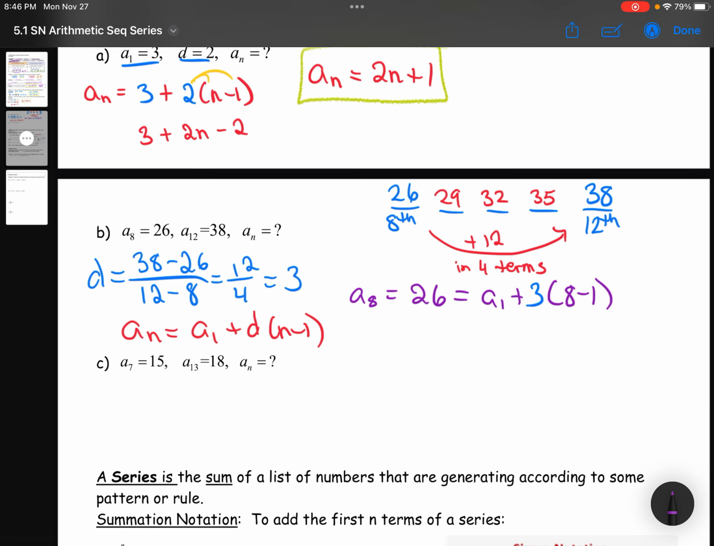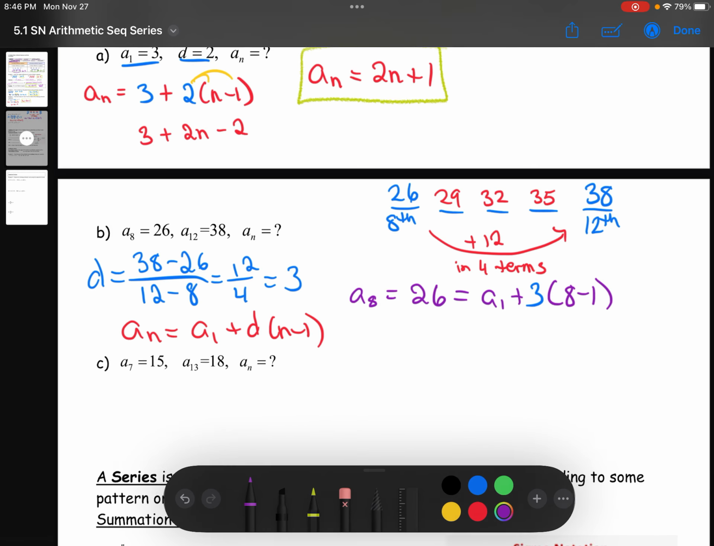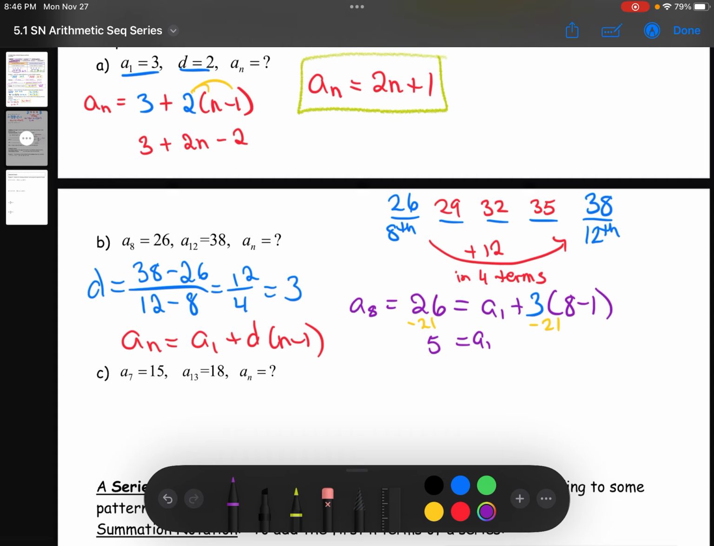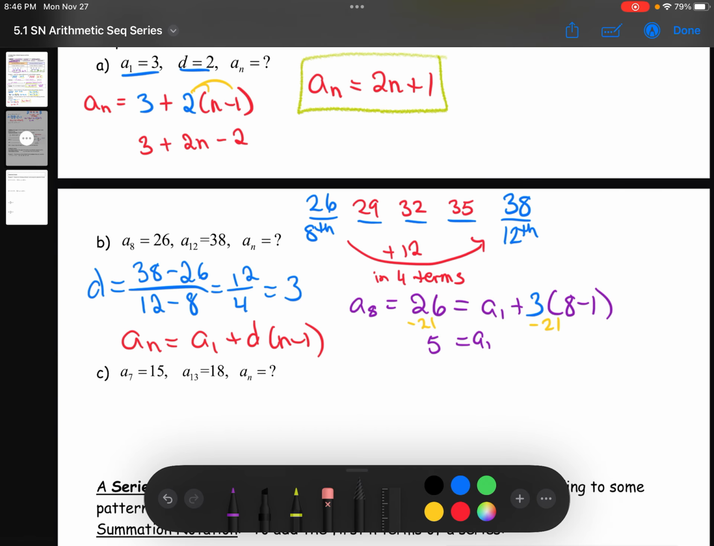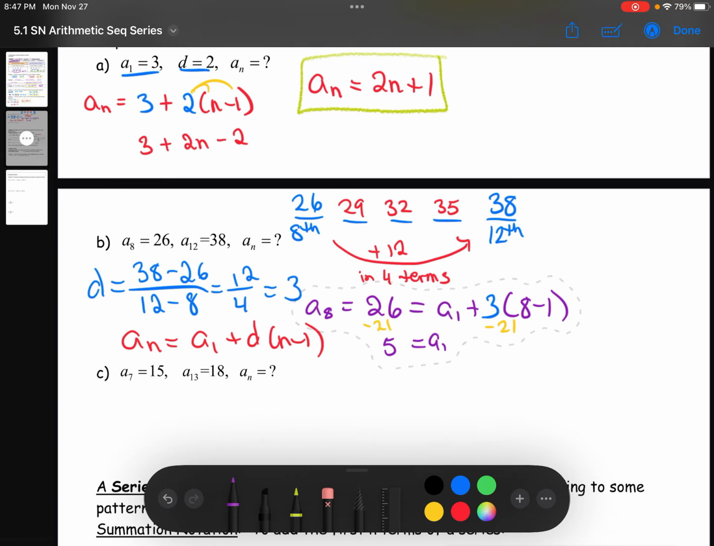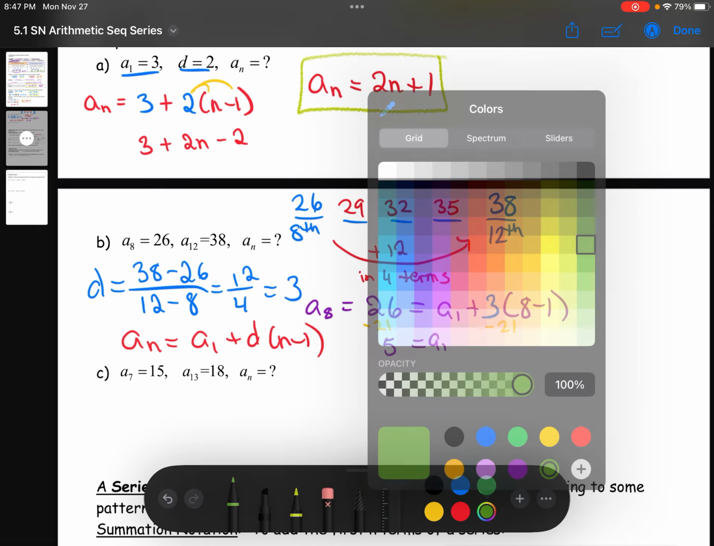So 26 equals a1 plus 3 times 7, that's 21. So if we subtract 21 on both sides, we get that a1 is 5. And now that we have a1, we can find our general term.